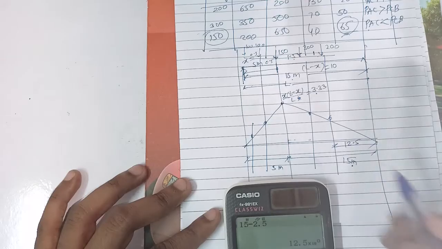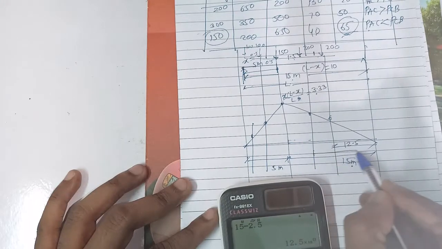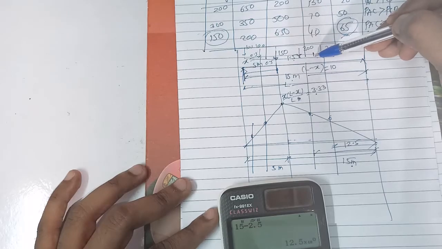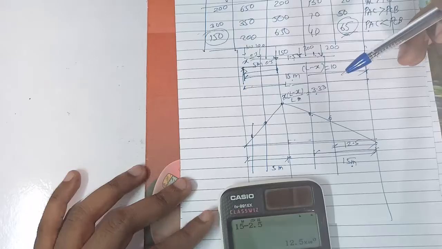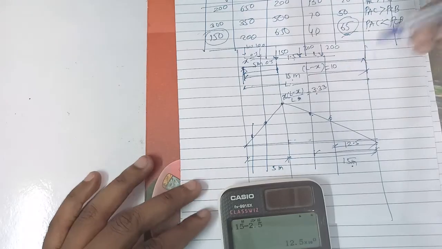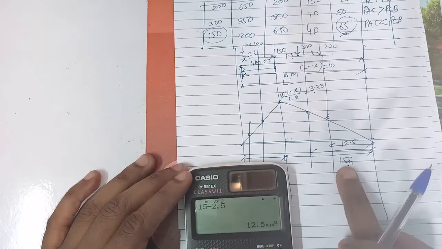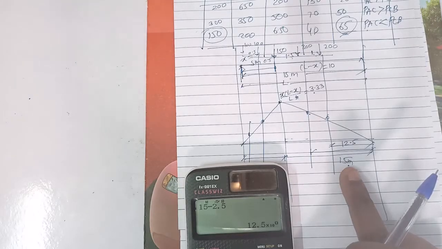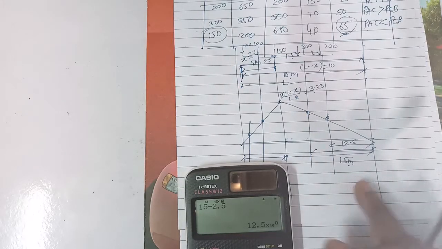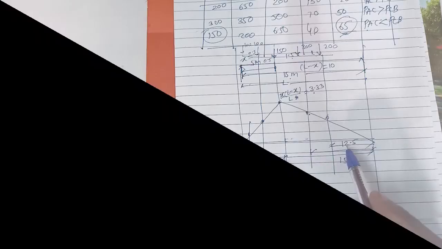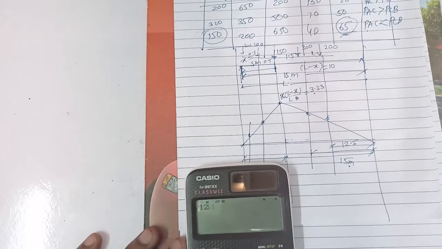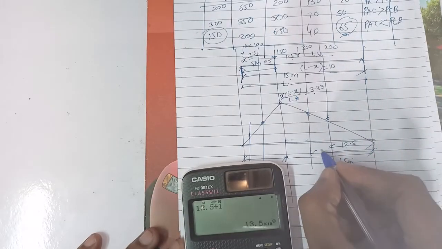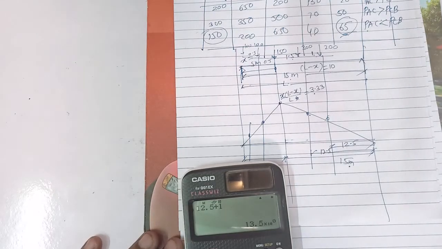Again, for this distance here it will be 1. The total distance is 15, so we can calculate the distance here. This is 12.5, so 12.5 plus 1 is equal to 13.5, like this.